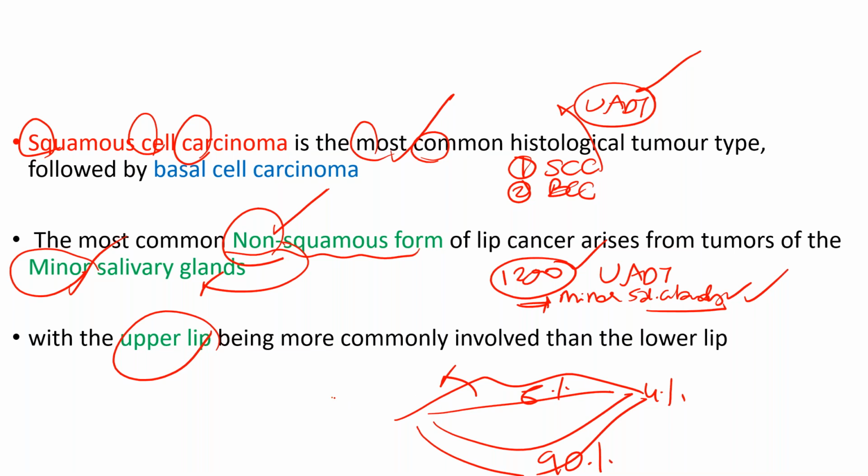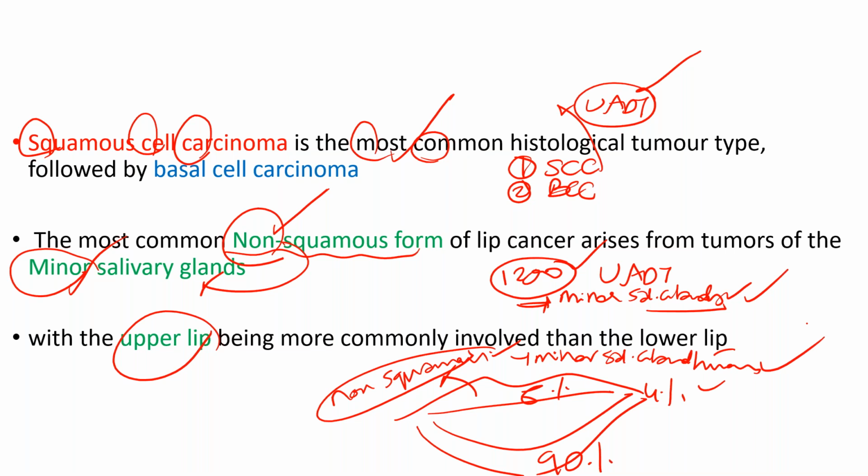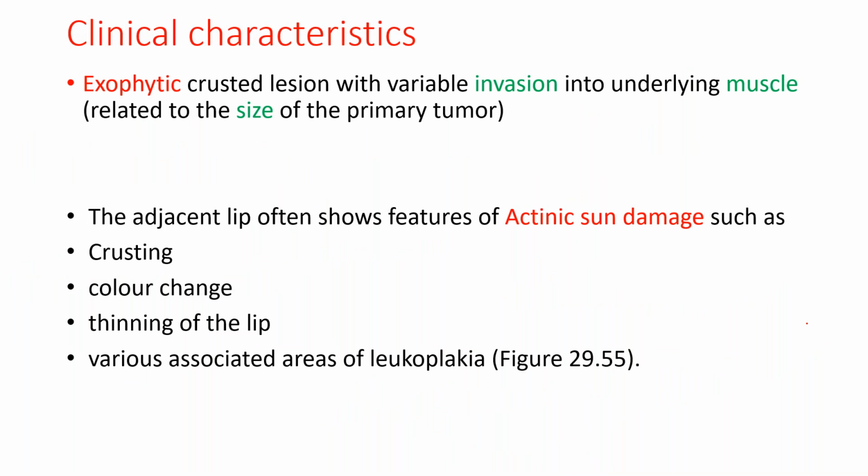The upper lip is more commonly involved by non-squamous tumors, especially minor salivary gland tumors. Minor salivary gland tumors will be occurring in the upper lip.